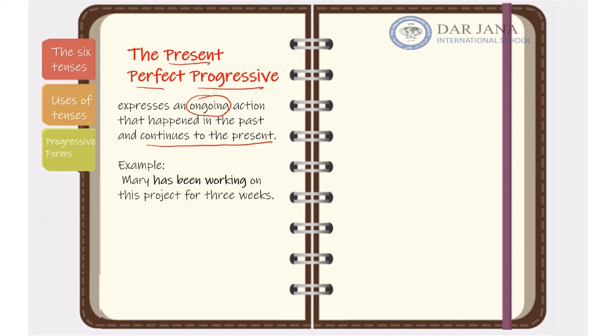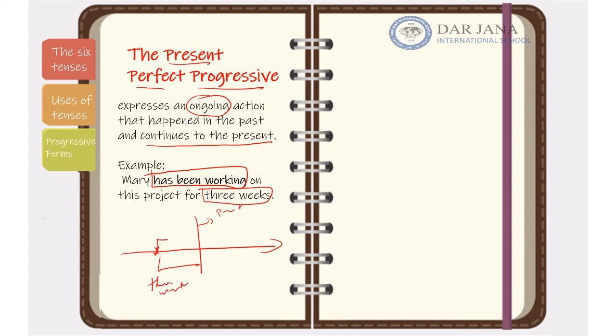Mary has been working on this project for 3 weeks. So here, on this project for 3 weeks, and this is the interval. Notice that it always comes with intervals. So I'm going to show you on the timeline here. So let's say this is the present. This is the time I'm speaking this sentence. That's the present. And these are the 3 weeks interval. Now what shows here is that the work is continuous and is still true until the present. Okay?